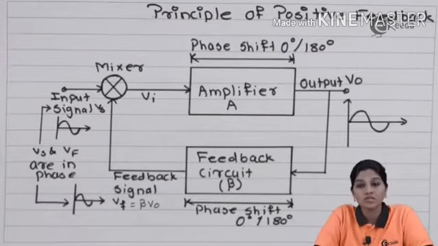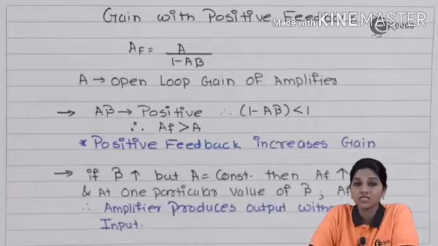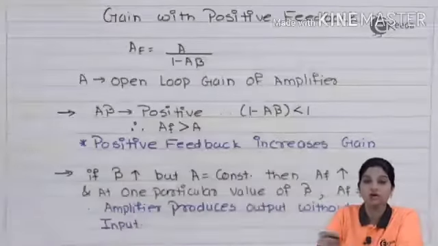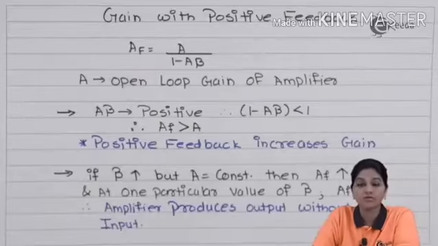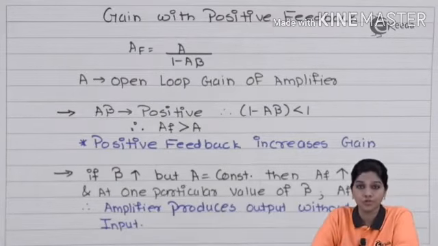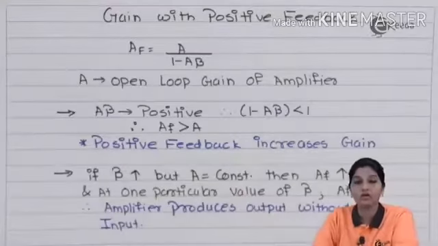So as long as the DC power supply is available, the oscillator produces oscillations at the output. Now let's understand the gain equation for positive feedback. The gain equation for positive feedback is given by AF equals A upon 1 minus A beta. Here the sign present in the denominator is negative because we are using positive feedback. Now here A is called the open loop gain of the amplifier.